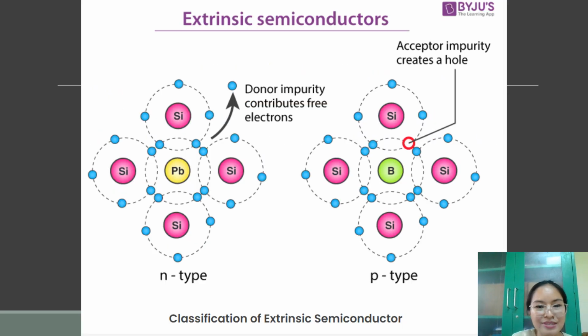So here we can see that there is doping, or adding of another type of element. The donor here is the lead in the N-type, so it can contribute free electrons. Now for the P-type, there is an acceptor impurity which can create a hole. So N stands for negative and P stands for positive.